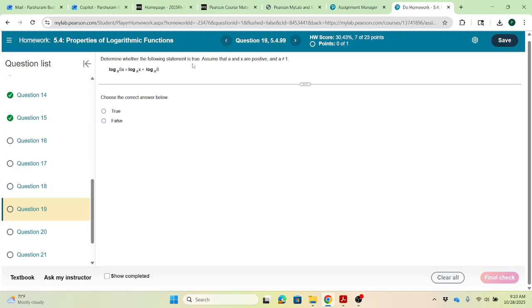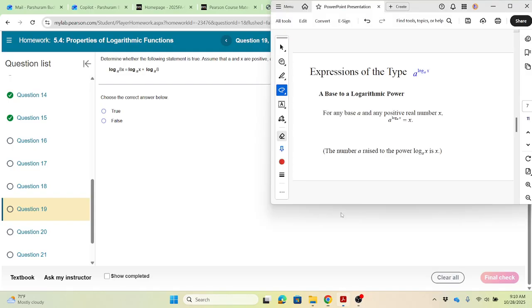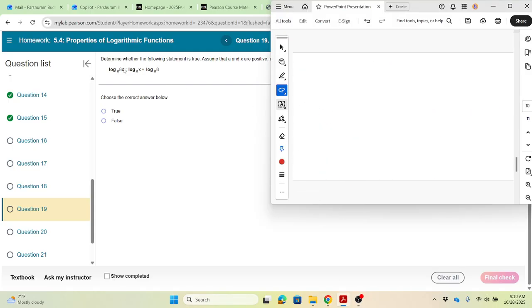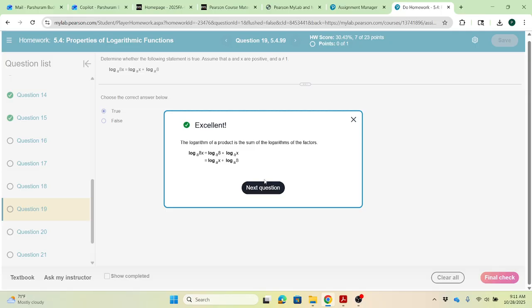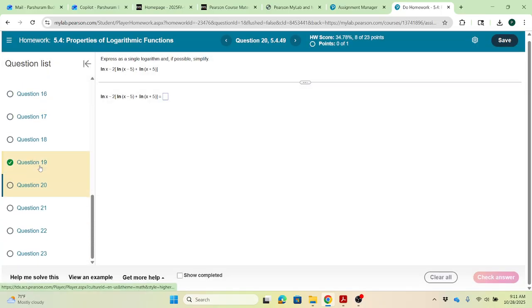Determine whether the following statement is true. Assume that a and x are positive. Is it true? So to check that, you can just use the product rule on the left side. Log base a of 8x, if you use the product rule, would be log base a 8 plus log base a x, which is the case on the right side, and that's true because of the product rule.